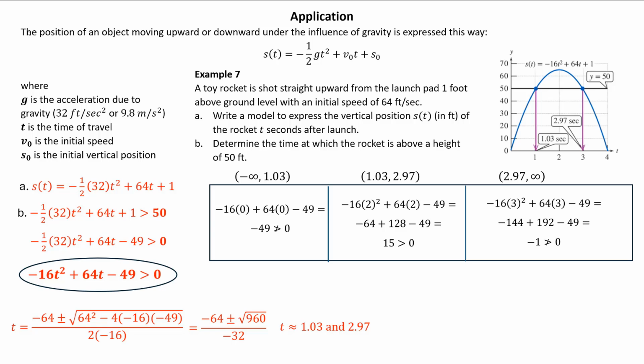And so we can see that if you drew the parabola that we started with, you would see that at 1.03 seconds, the rocket is at 50 feet. And at 2.97 seconds, it's at 50 feet. And between those two values, it is above 50 feet. So the rocket is above 50 feet when the time is between 1.03 seconds and 2.97 seconds.